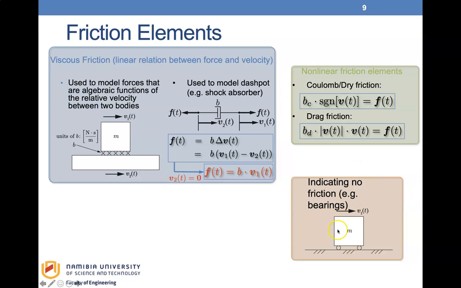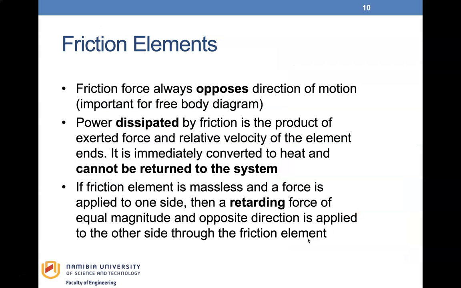Then when we have a mass with two rollers beneath, it shows a condition where there is no friction at all. So in this case, you won't have any viscous damping or viscous coefficient b between the two, because it is pure rolling, and so there will be no friction coefficient. So friction elements or friction force always opposes the direction of motion. Important for free body diagram.